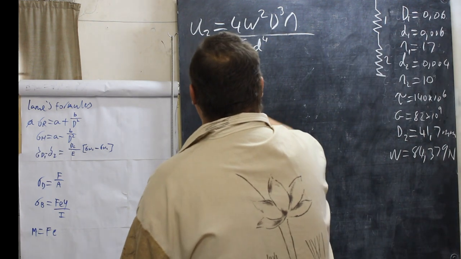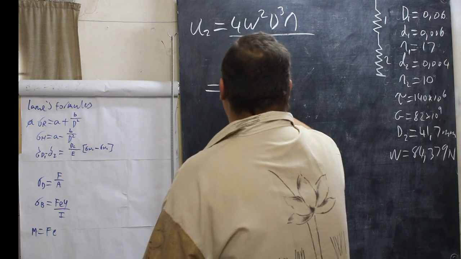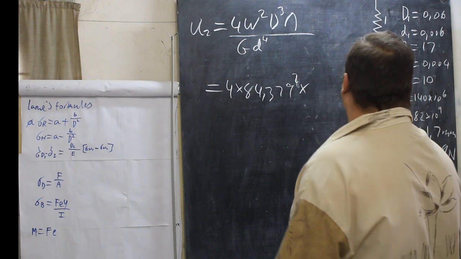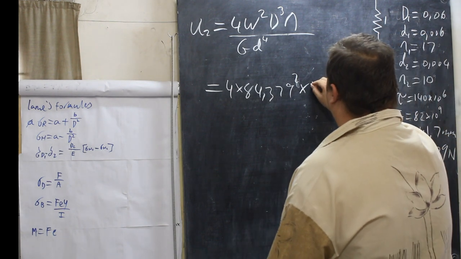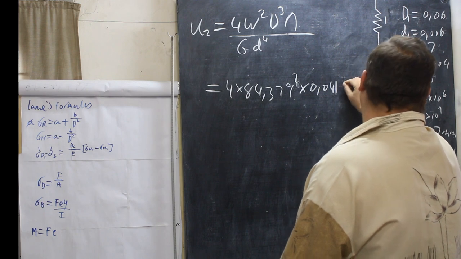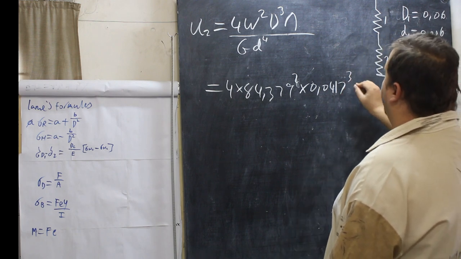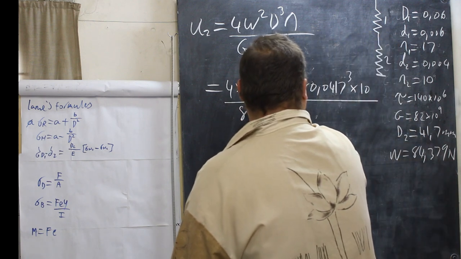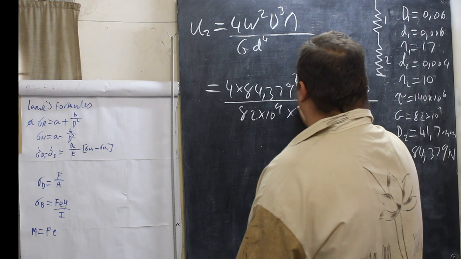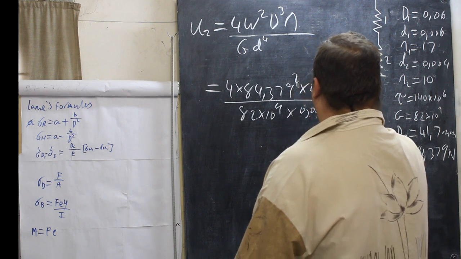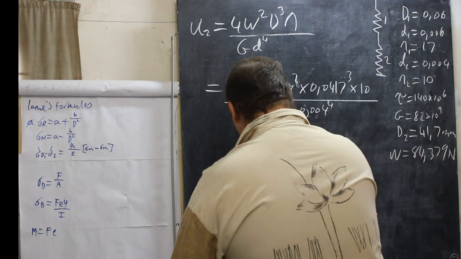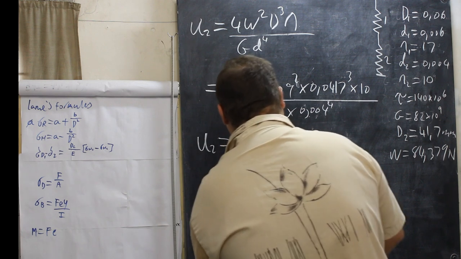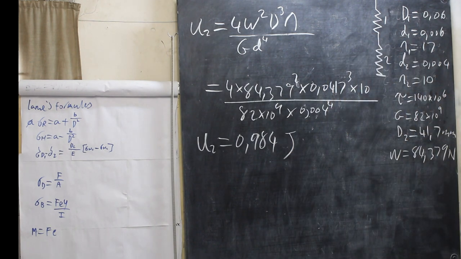So, we're going to say 4 times 84.379 squared times D, we do this as D2, so 0.0417 to the power 3 times 10 all over 82 times 10 to the 9 times 0.004 to the power 4. And now our answer is U2 equals 0.984 joules of energy in the spring.